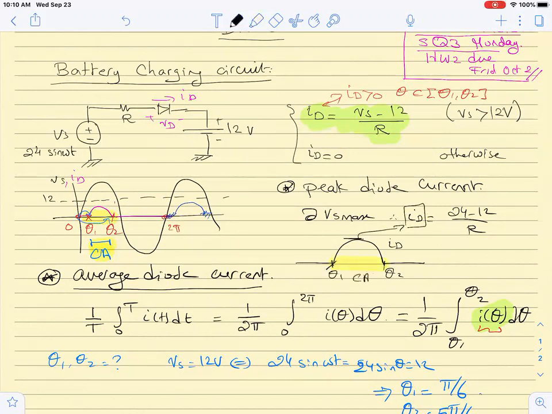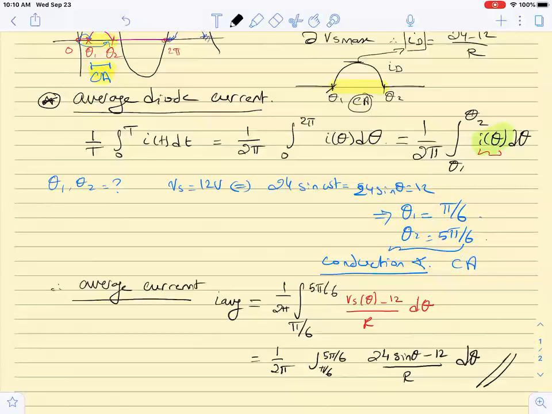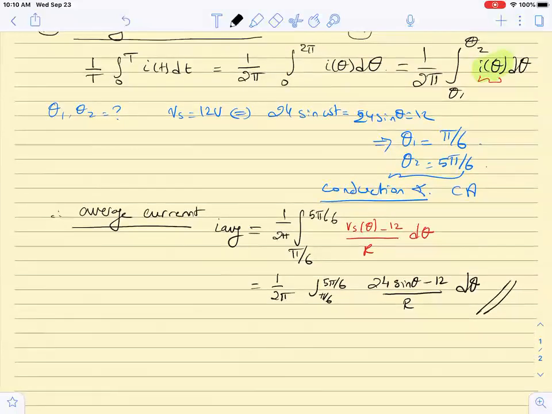Okay, thank you. So when we get a question about the conduction angle, we get an interval, not a distance. It is the interval, theta 2 minus theta 1. And the integral is performed over the conduction angle, between theta 1 and theta 2. Does anyone have a question on the average current? Okay, so I'm assuming it's clear.